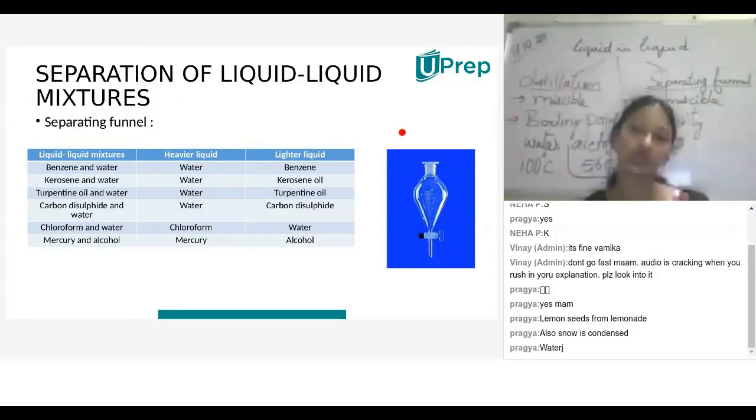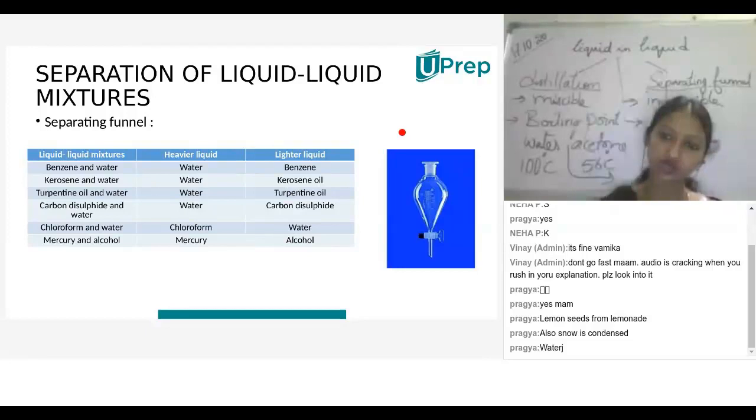Liquid mixtures. Fractional distillation is also considered for liquids, and here we can separate liquid mixtures. One method is by using a separating funnel, which is especially used to separate two immiscible liquids. Two immiscible liquids.